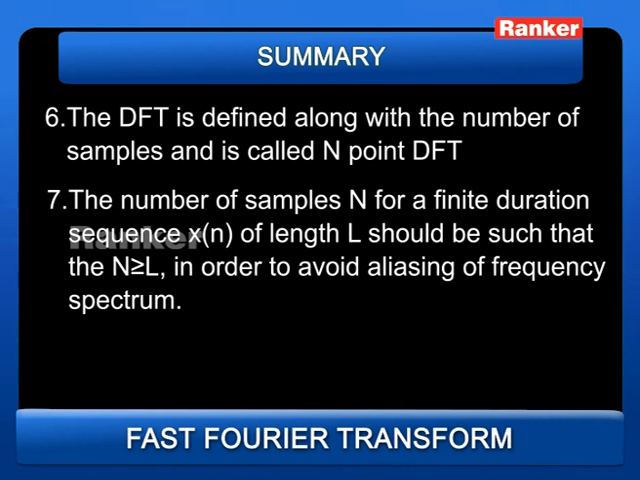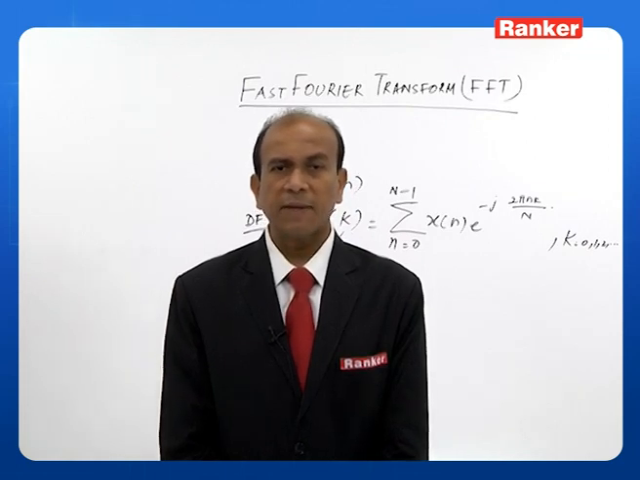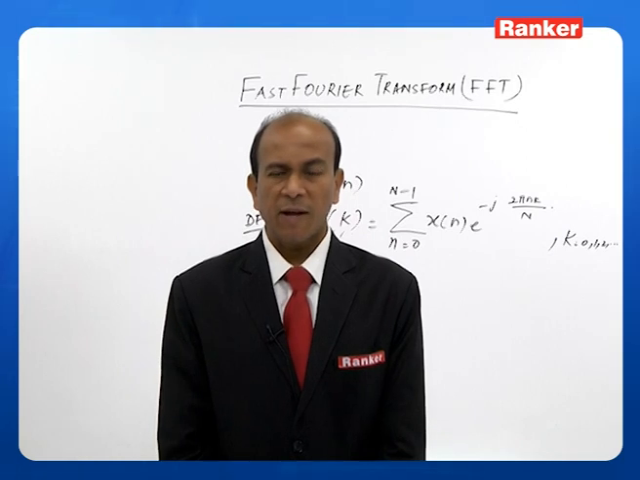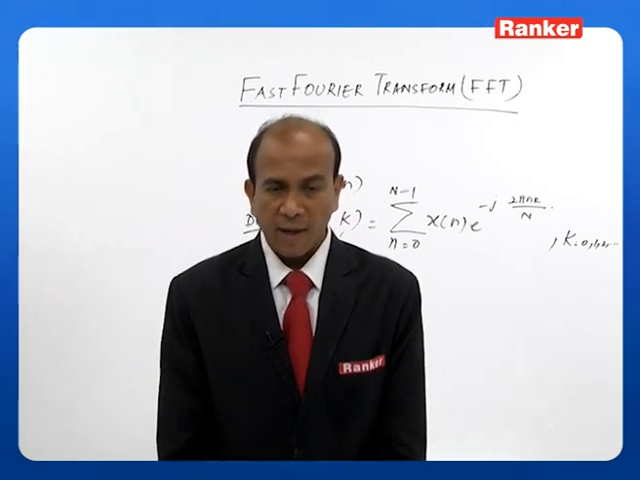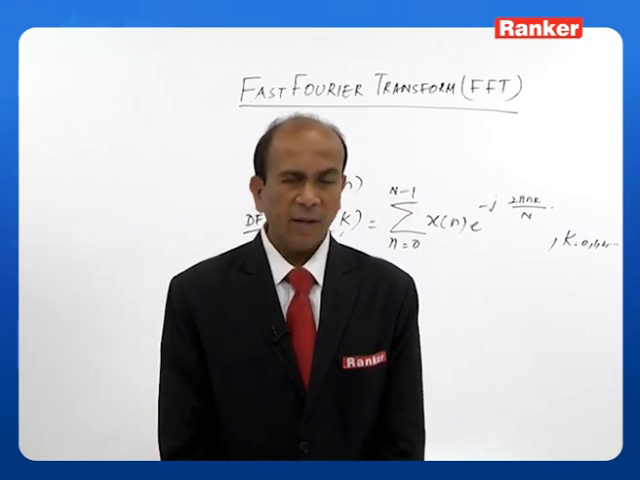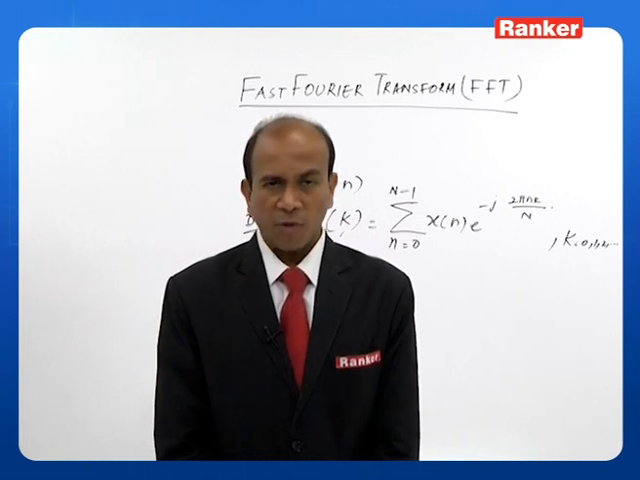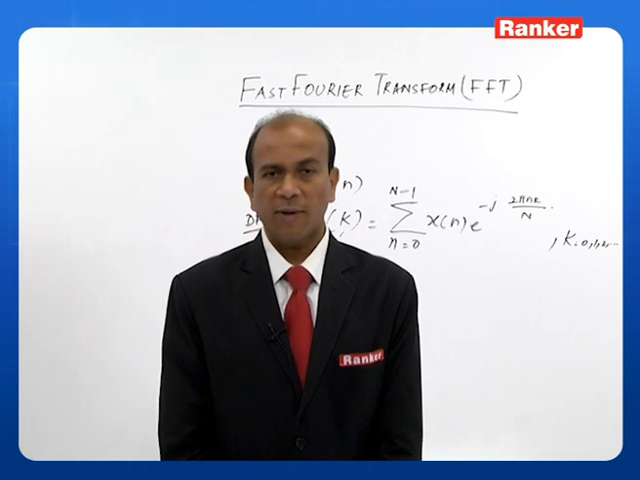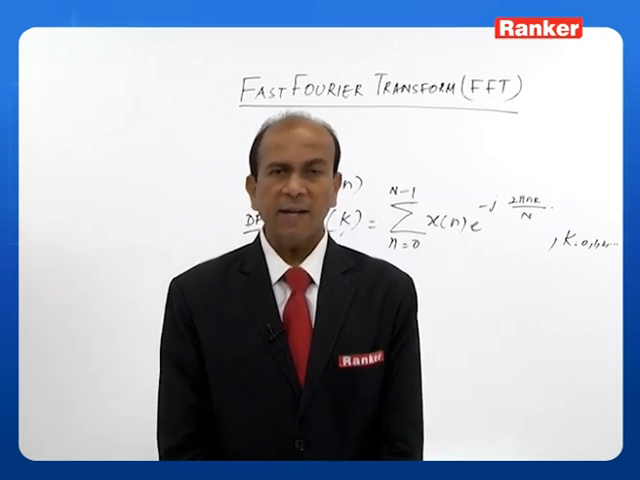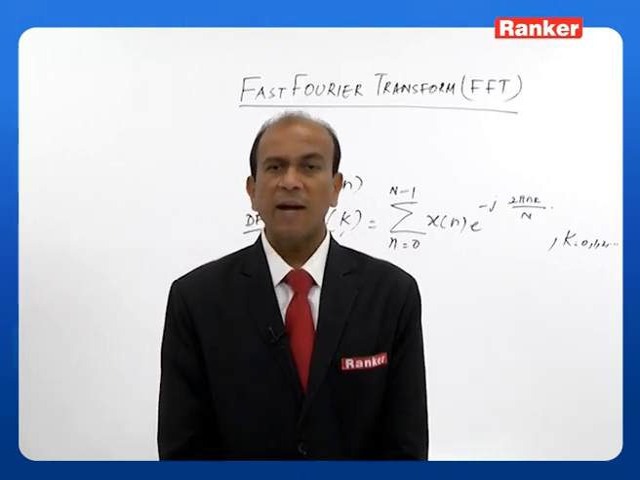such that N is greater than or equal to L in order to avoid aliasing of the frequency spectrum. So to prevent aliasing, the important point here is that the sampling which I am doing at the rate of N must be greater than or equal to L, where L is the length of x of n. So N equal to L is a very good option, but if not, N must always be greater than or equal to L. Practically, N is kept slightly more than L. So that is the number of samples you take for a DFT.